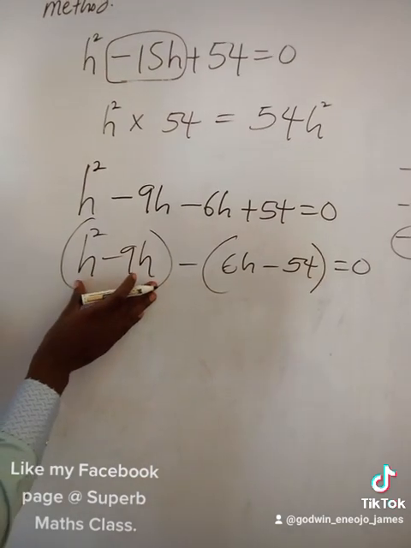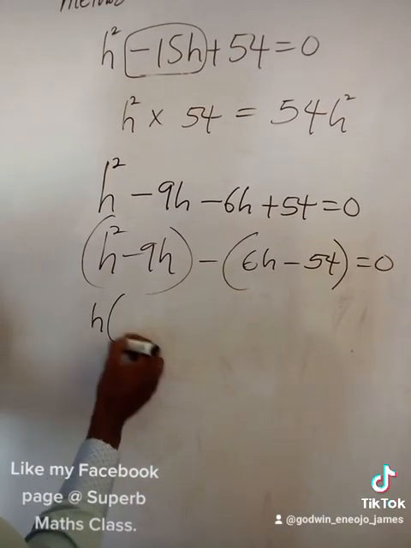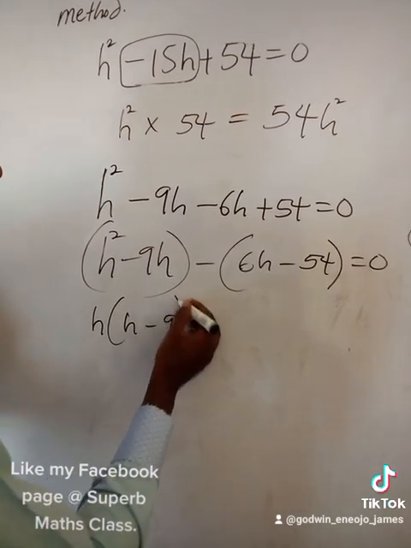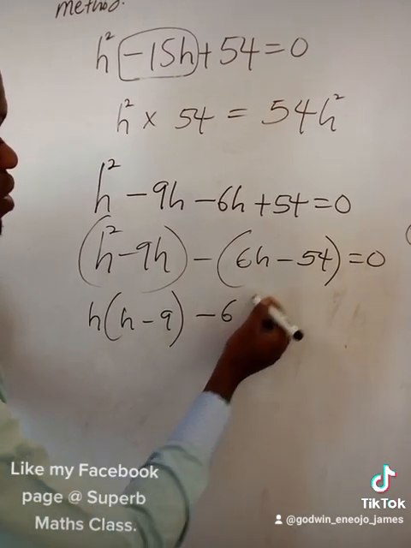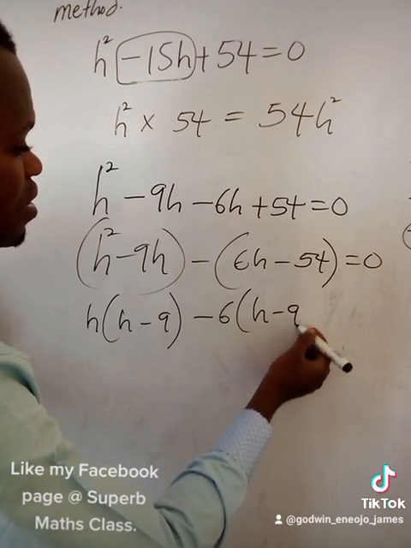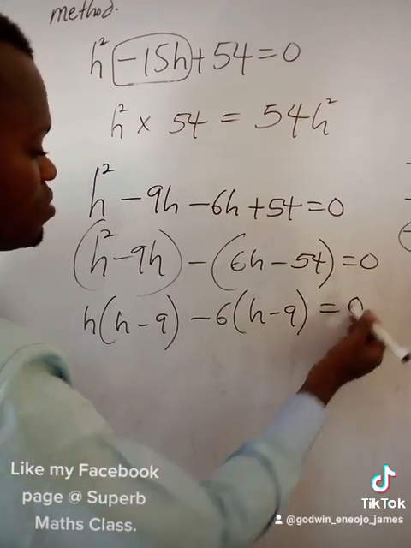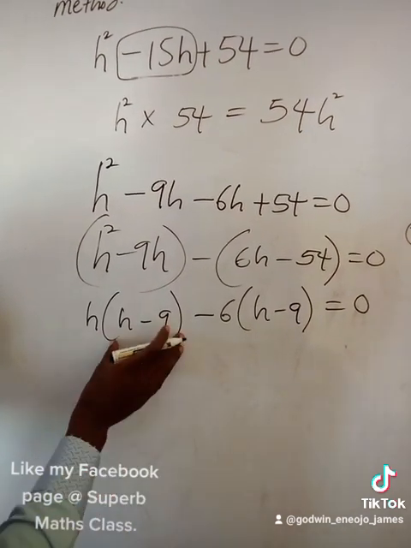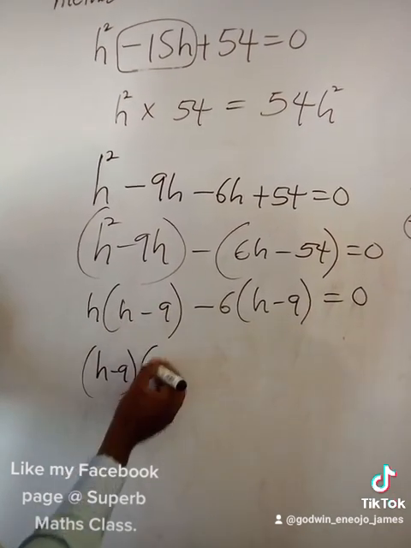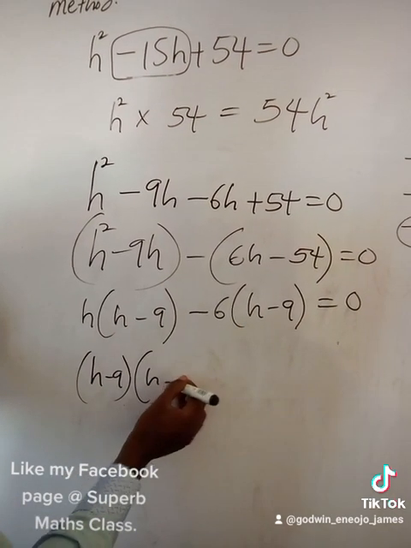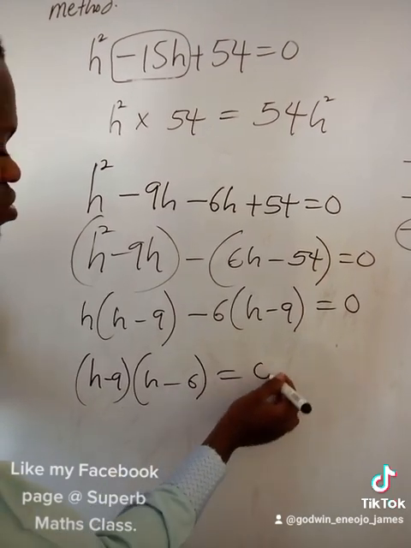Now, in this first bracket, h is common. We can factor it out. We'll be left with h minus 9. And here, 6 is common. We can factor it out and we'll be left with h minus 9, everything equal to 0. If you look again very well, h minus 9 is common. You can factor it out. And then here we are left with h, while here we are left with minus 6. And everything is equal to 0.